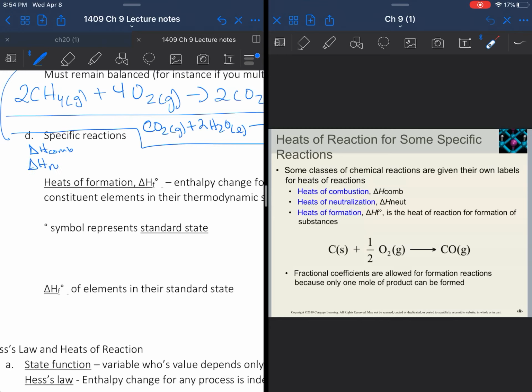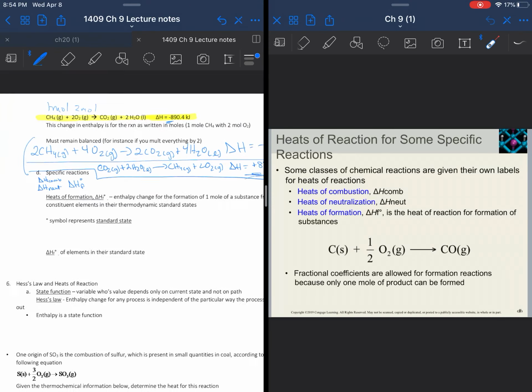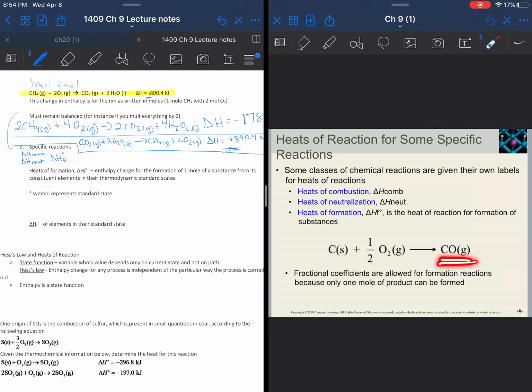Now, sometimes you're going to see delta H for specific reactions, and instead of RXN, they may have something that's more appropriate, like delta H of combustion, if you're looking at combustion reactions, NEUT for neutralization reactions. One that we're going to use quite a bit is delta H F, which is heat of formation. Heat of formation is the change for making 1 mole of any substance from the elements.